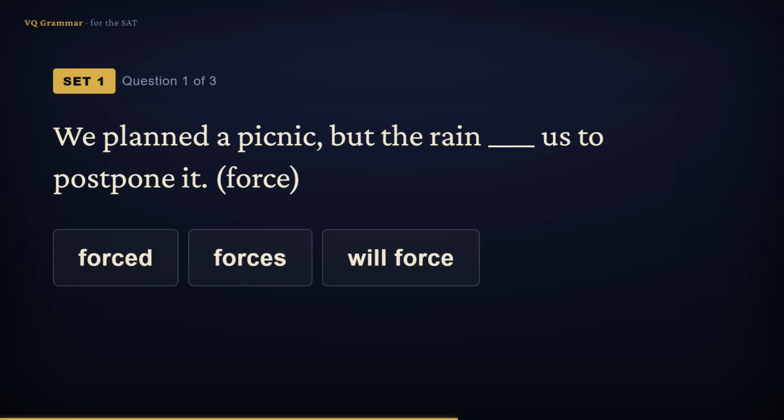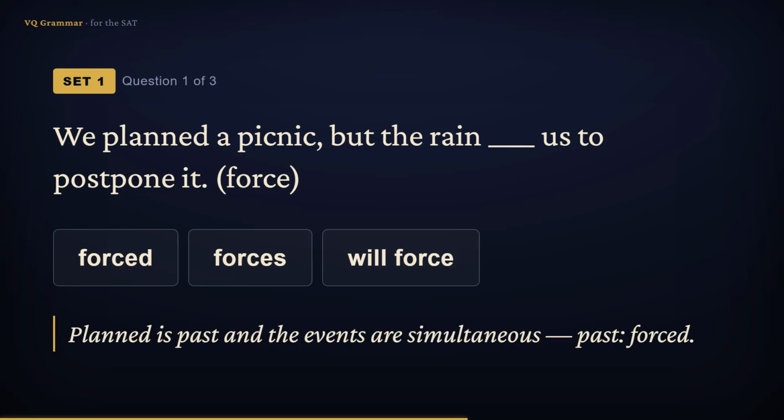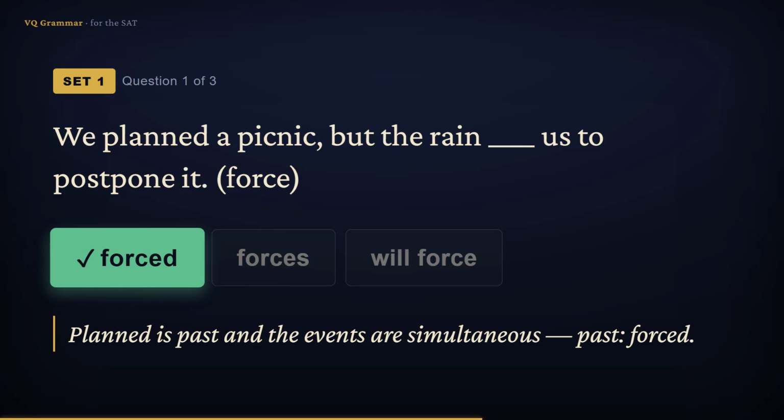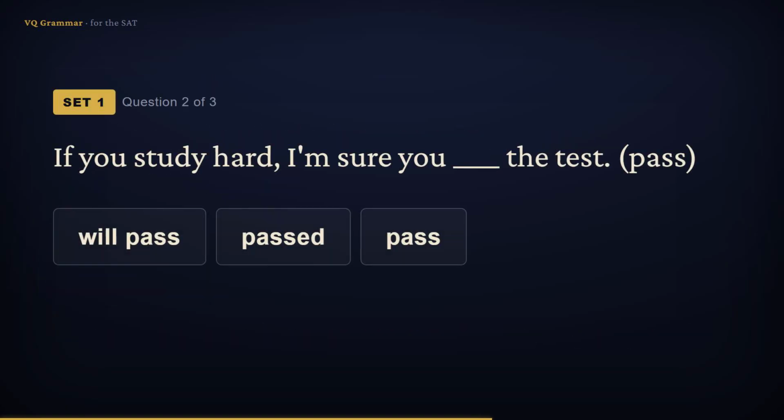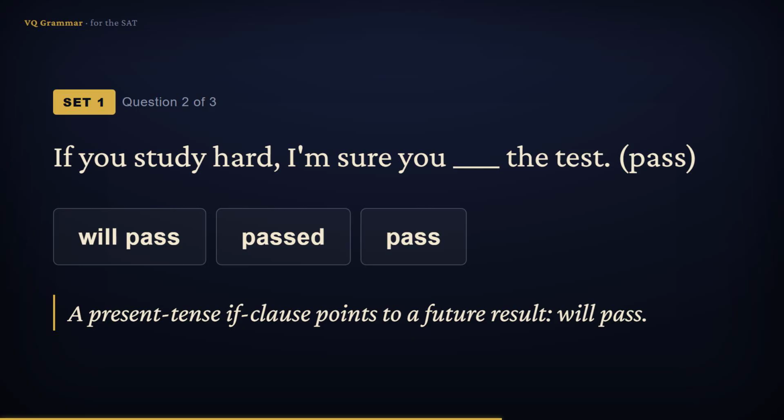We planned a picnic, but the rain blank us to postpone it. Planned is past, and the forcing happened at the same time. So to match, use the past, forced. If you study hard, I'm sure you blank the test. The if clause, you study, is present, and that points to a future result.